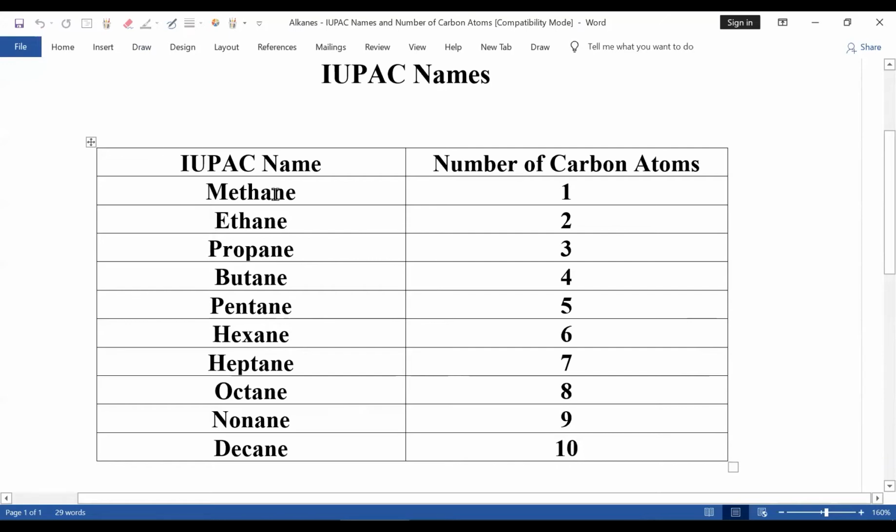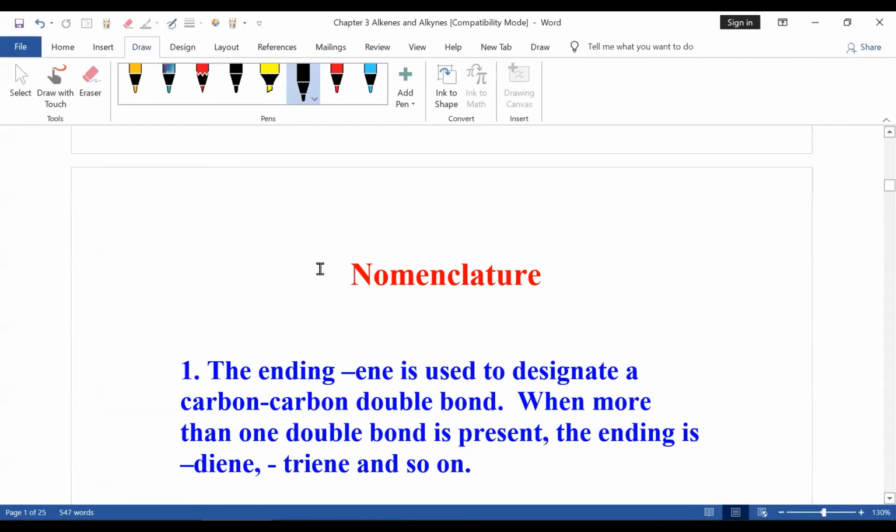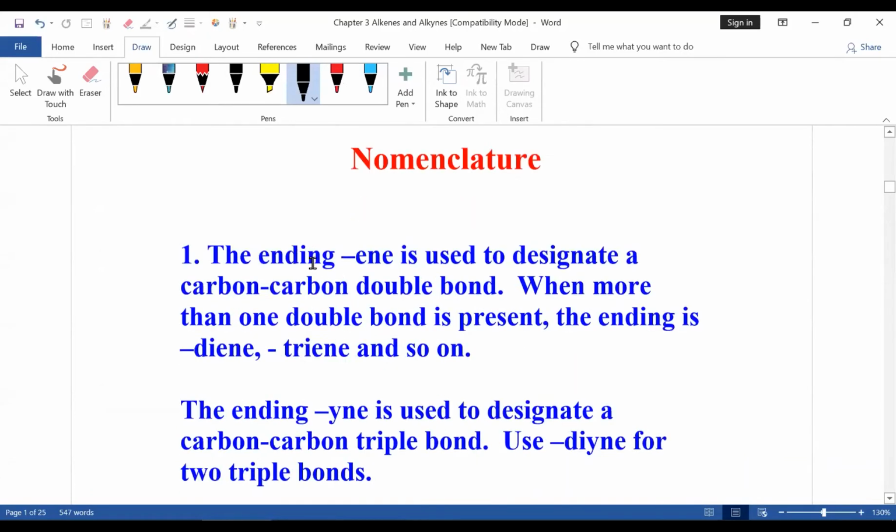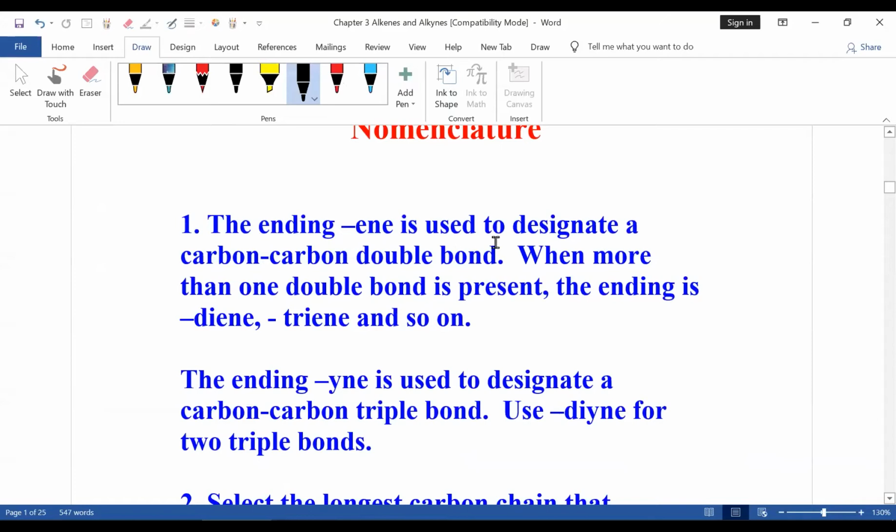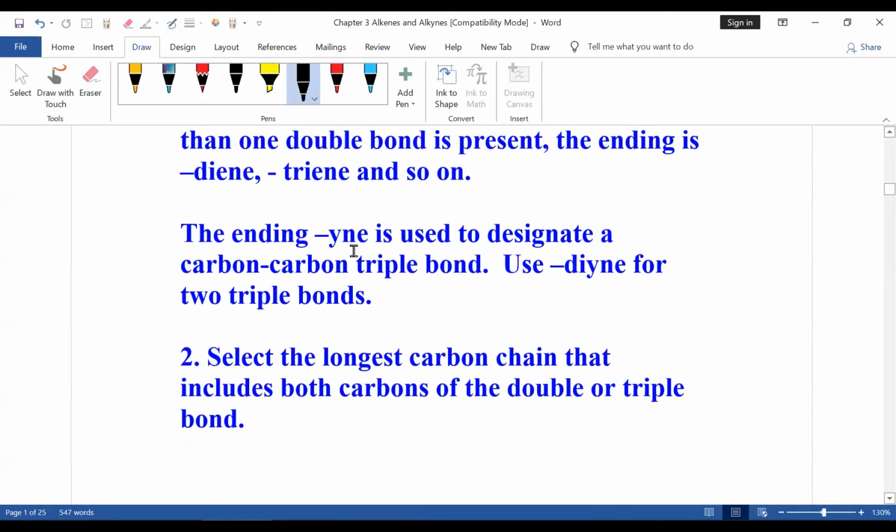Now, it turns out we use these names to name other compounds. Notice at the very end of each one of these, there's ANE. Now, for alkenes, the ending is ENE, and it's used to designate a carbon-carbon double bond. We won't do more than 1, which is diene. I'm not going to do that in here. YNE is used for a triple bond. Forget about diene either.